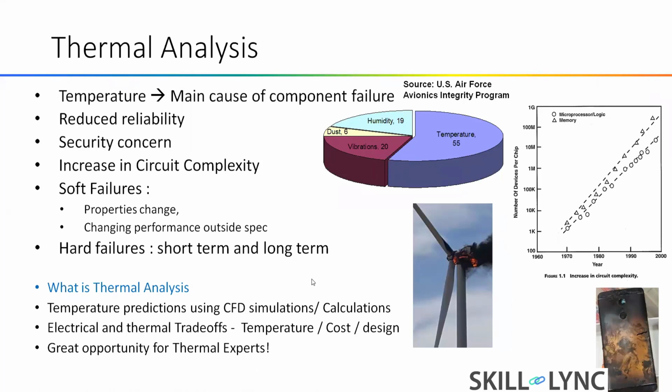There are also soft failures. Soft failure means the properties change over a period of time because of the temperature. The properties of the material change. Even the processor gets slower because of overheating. And then we have a change in the performance of the system outside the specification of the design.